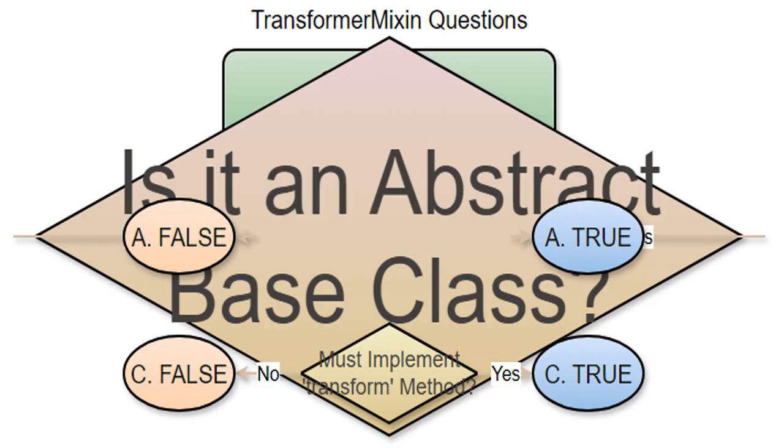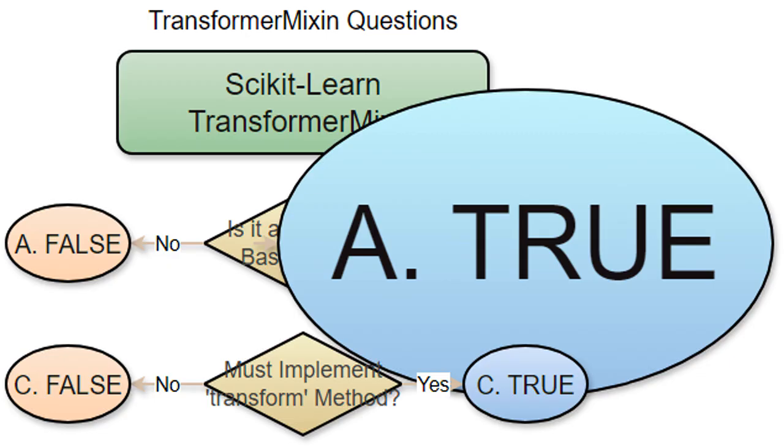Yes, TransformerMixin in Scikit-learn is indeed an abstract base class. This means it provides a blueprint or template for other classes that need to perform data transformations. You can't directly create an object of TransformerMixin, but other classes inherit from it to gain its functionality. Think of it as a contract that defines what methods a data transformer must implement. This statement is true. As explained above, TransformerMixin is an abstract base class in Scikit-learn.